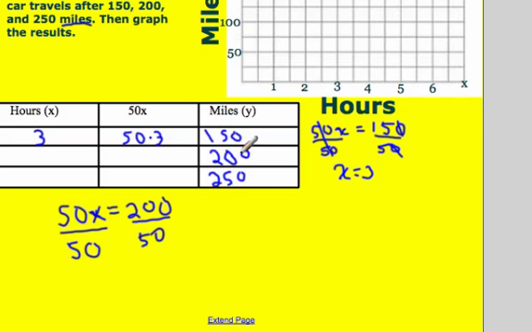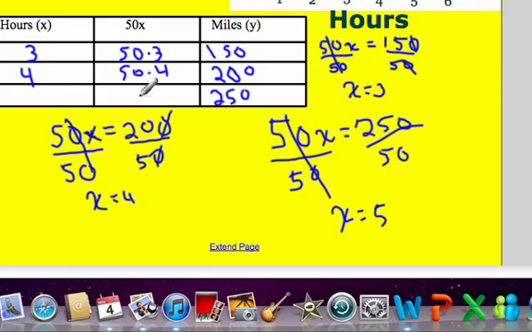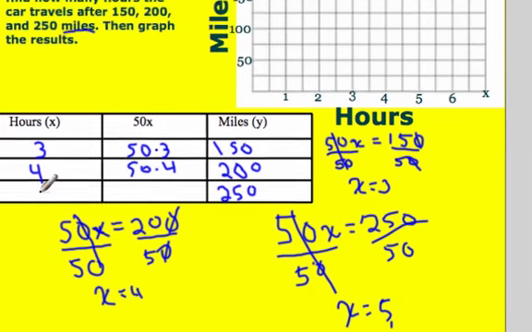Alright, I'm going to solve this one for you. So we had 50x equals 200 now. The 50's cancel. X is going to equal, when we do 200 divided by 50, 4. Because again, these zeros cancel. So it's like saying 20 divided by 5. So we'd put 4 in for the hours. And then 50 times 4 will equal 200. And then one more time here, 50 times x equals 250. The 50's cancel when we divide. You divide by 50 on the other side. And you end up with x equaling 5 hours.